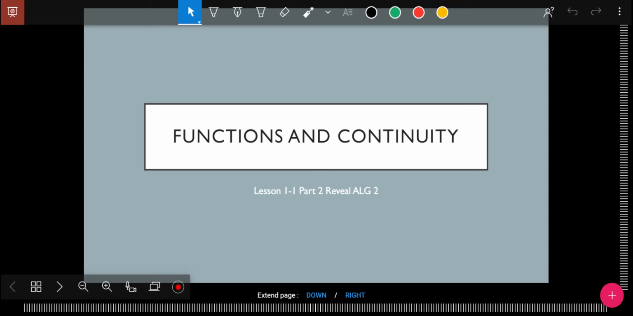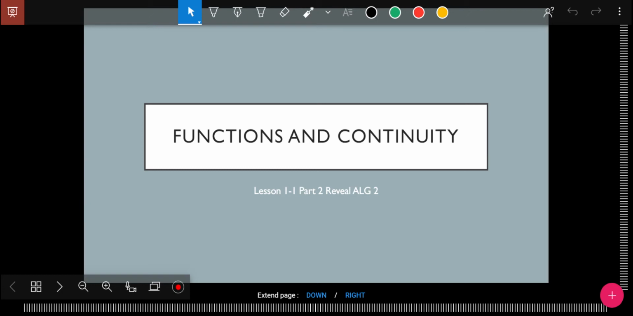We also talked about one-to-one and onto functions, and how to know if a graph we're looking at is one-to-one, and how to know if it's onto. And so how can I quickly check a graph to see if it's a one-to-one function? What test can I use? Hopefully you remembered it was the vertical line test.